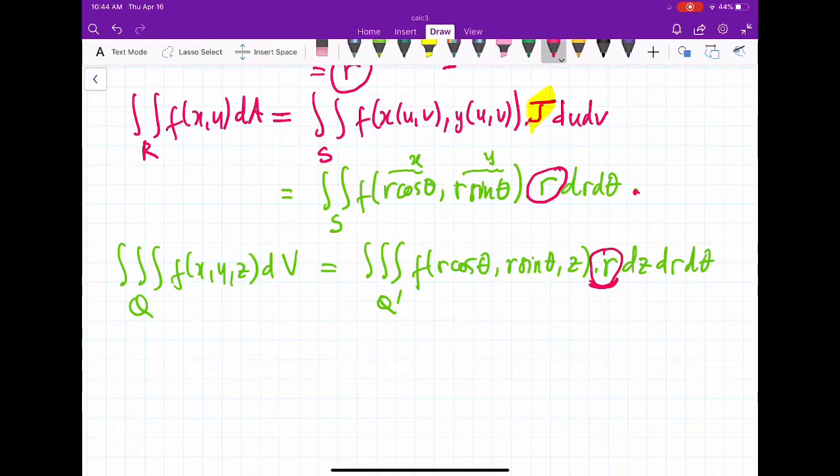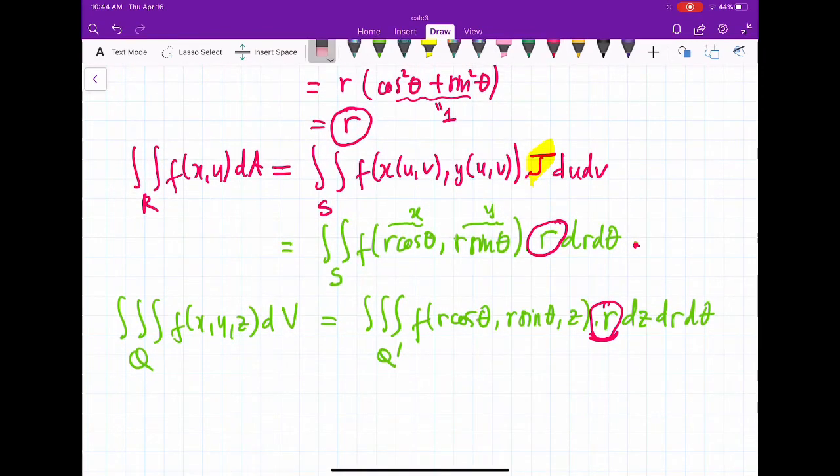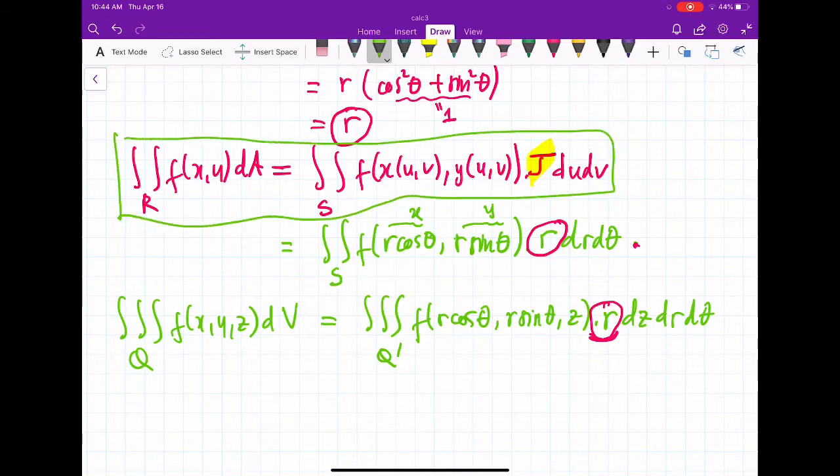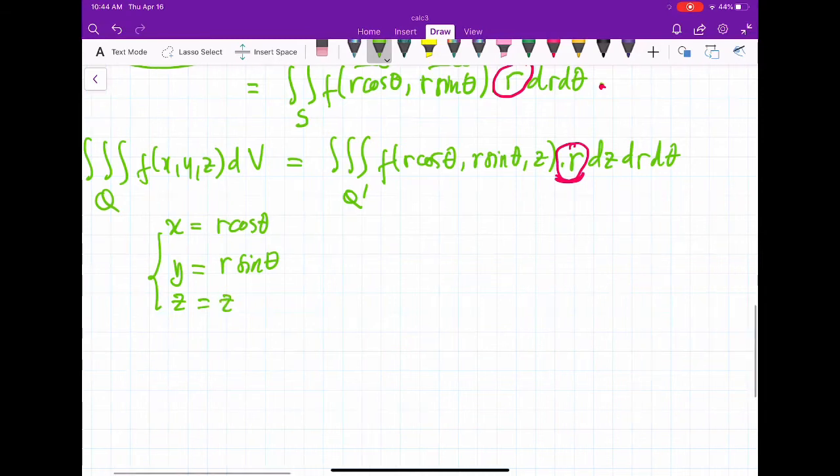So we still have r right here, but now we have a function of 3 variables. So how to see that? Again, I apply the same formula right here, right? For the triple integral, but I need to find the Jacobian. Makes sense? Because now we have 3 functions. So the first function is x equal to r cosine of theta. The second function is y equal to r sine of theta. And the last function is z equal to z. All right, now let's find the Jacobian.